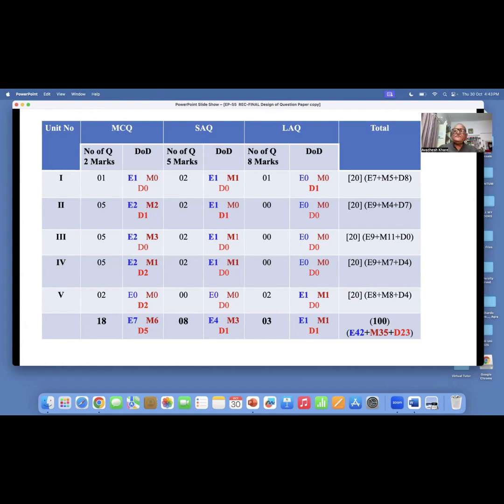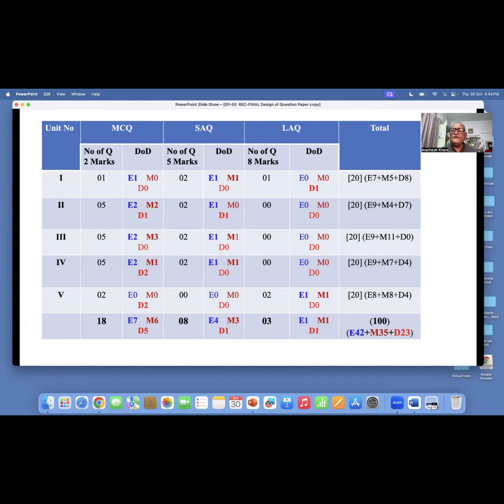And in the last column, the total column, the first bracket represents the total marks: 20, 20, 20, 20, 20. Then I have a small bracket following this square bracket. So I have written E7, which means easy questions of 7 marks: one question of 2 marks and one question of 5 marks. So it is easy questions for 7 marks.